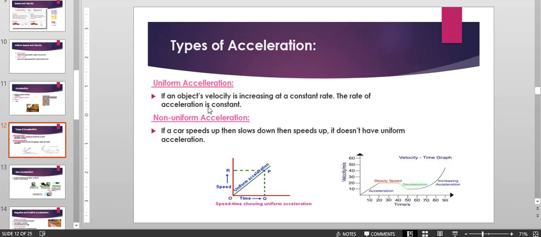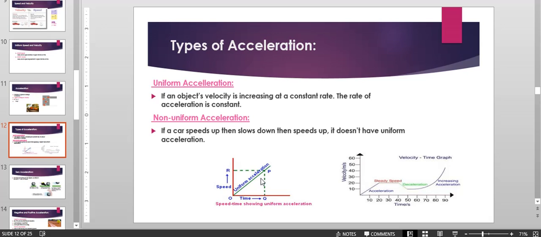Or we can say that with every 1 second increase in time, the velocity increases by the same value. Example, the speed increases 10 meters per second after every 5 seconds. Such a type of motion will be termed as uniform acceleration of that object.